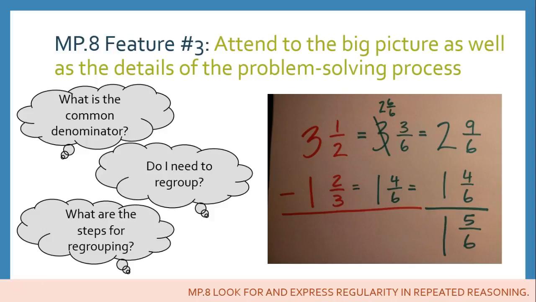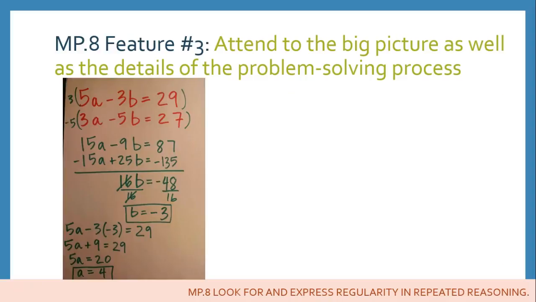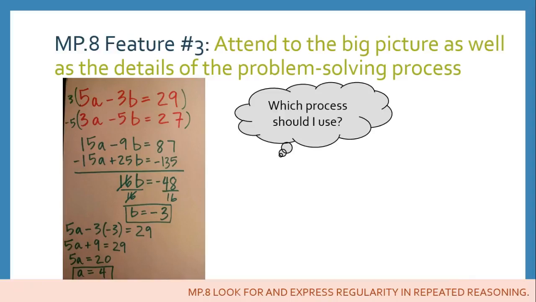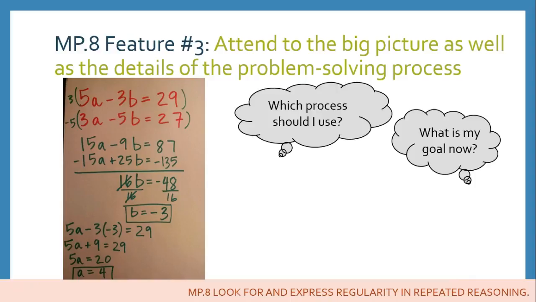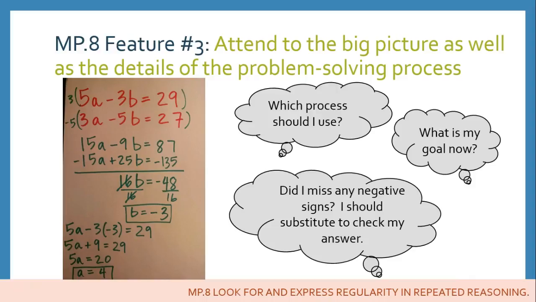At a higher level, students would need to be able to attend to the big picture as well as the details as they solved a system of equations. At the big picture level, they would need to choose a process. If choosing elimination, they would need to remember the goals of first using algebra to eliminate one variable and then isolating the remaining variable, all while they are being careful about the details like the signs of the numbers and accurately using the distributive property.